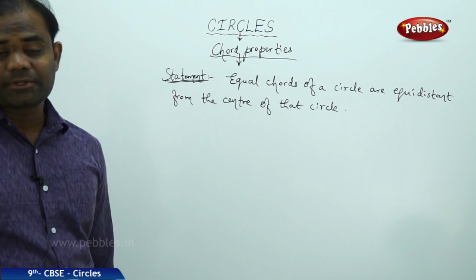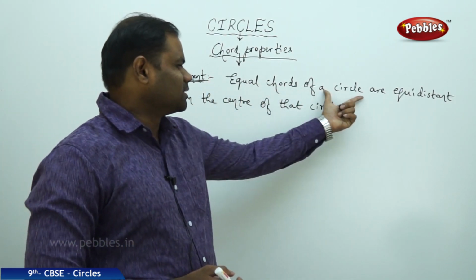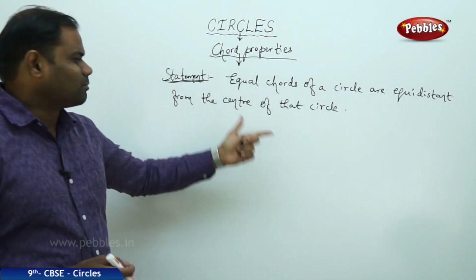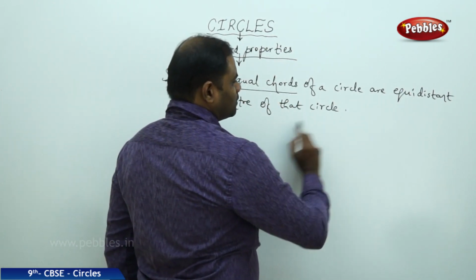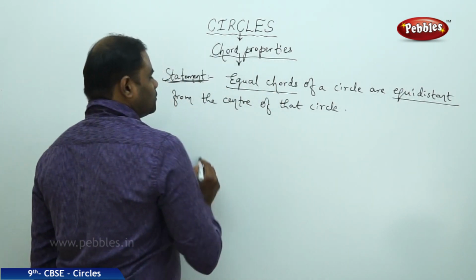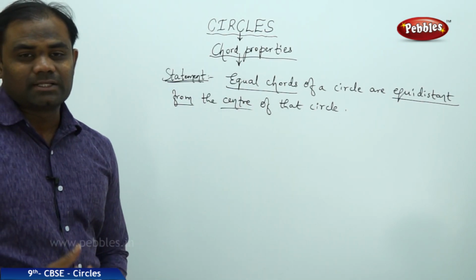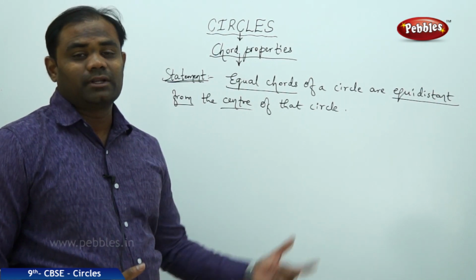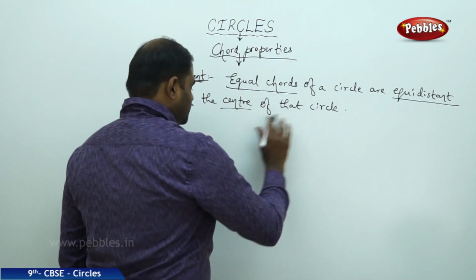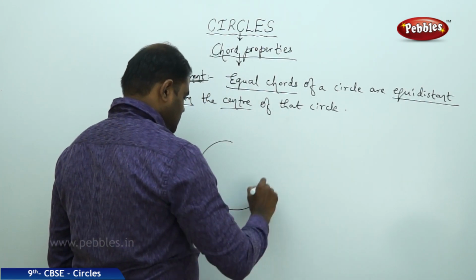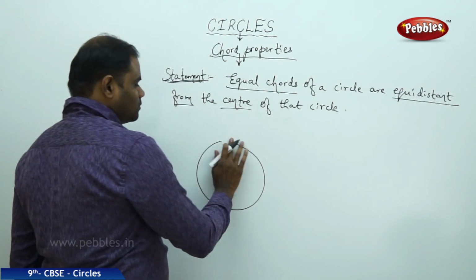How do we understand this statement geometrically? The statement says equal chords of a circle are equidistant from the center of that circle. So here the condition is equal chords will be equidistant from the center of that circle. So let's see geometrically to understand this concept. So here I have a circle and I have two equal chords.